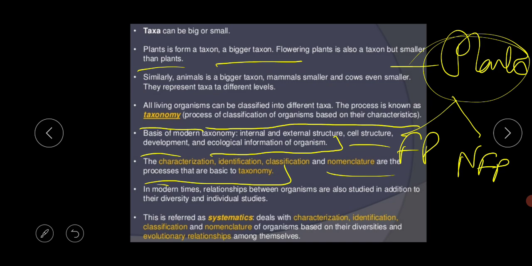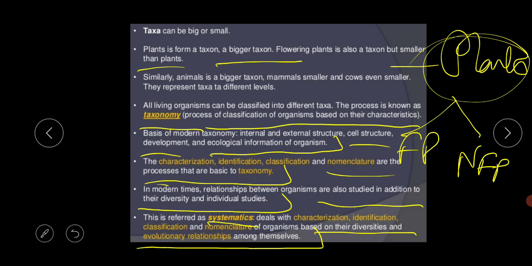In modern times, relationships between organisms are also studied in addition to their diversity and individual studies. This is referred to as systematics. Systematics deals with characterization, identification, classification and nomenclature of organisms based on their diversities and evolutionary relationships among the individuals. So these are the basic things of classification.